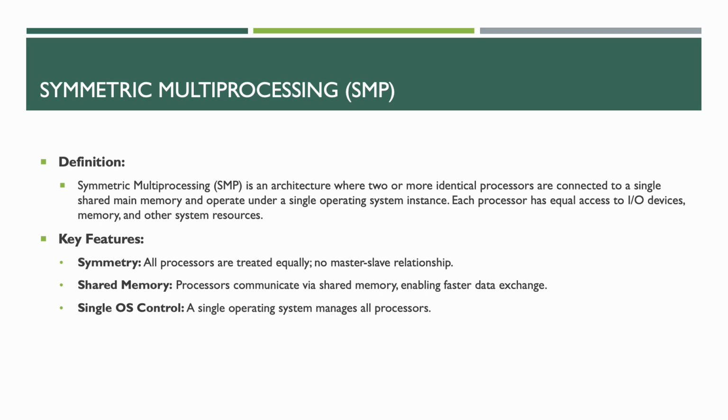Then next is shared memory. Processors communicate via shared memory, leading to faster data exchange and improved performance. It is ideal for applications requiring high speed computation and real time processing. Then, single OS control. A single operating system instance manages all processors, simplifying system design. And it is common in modern servers, high performance workstations, and gaming PCs.